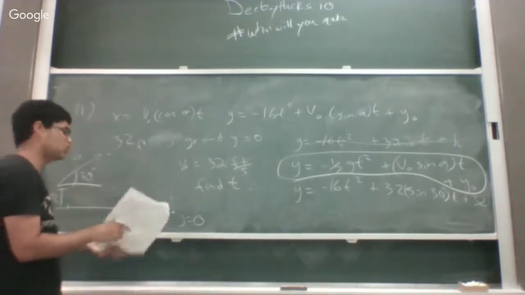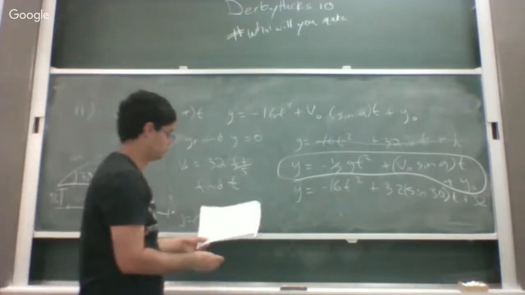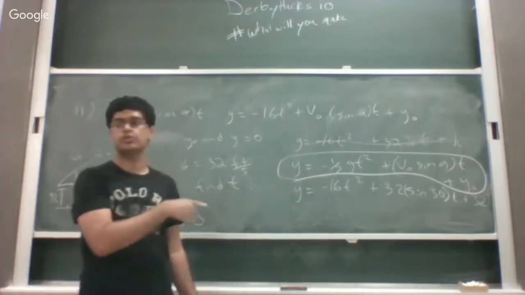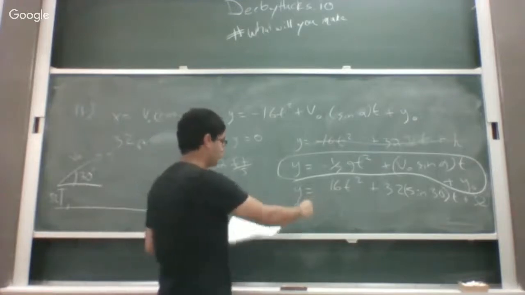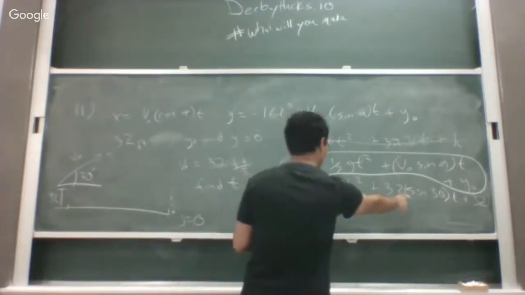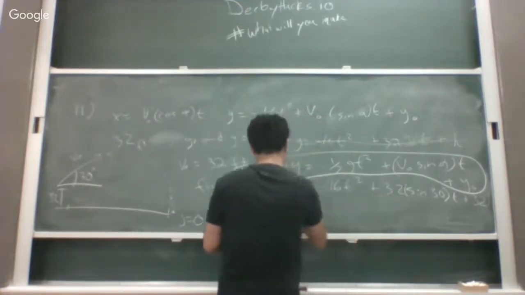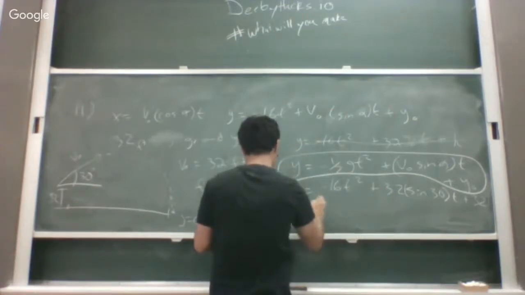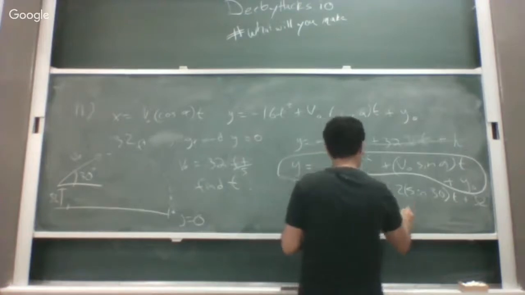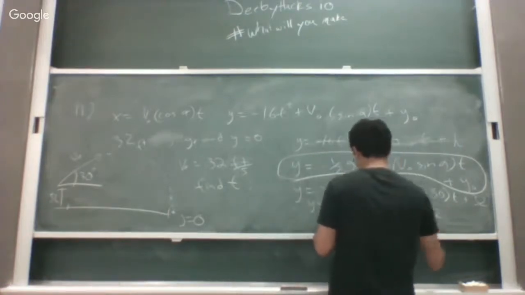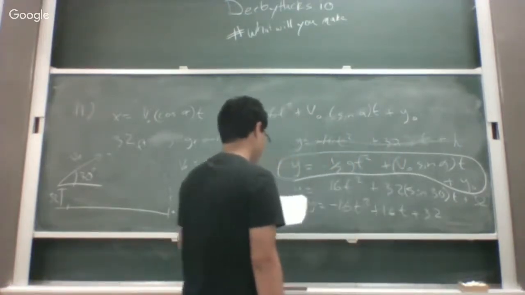Why not use 9.8 and use 32? This is in feet, so you use 32. 9.81 is meters. So then you simplify this equation. Sine of 30 is equal to 1/2. So y is equal to negative 16t squared plus 16t plus 32. Okay?